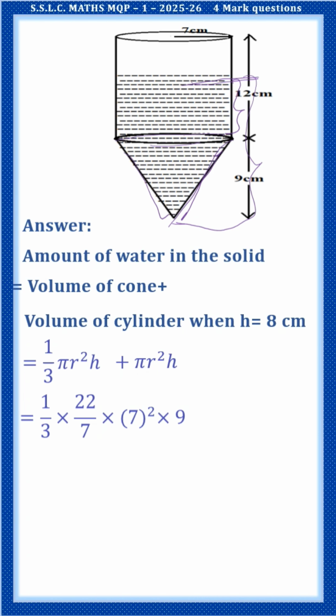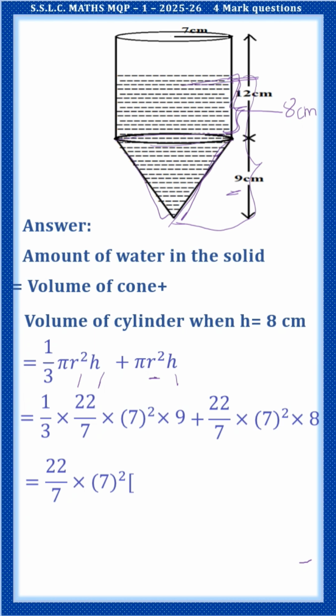Here let us substitute the values. For the cone, r is 7, height is 9 cm. For the cylinder, radius is 7 and height is 8 cm. Here from here to here is 8 cm. Observe the figure. Now let us substitute the values. Height is 9 cm, where we have put the values for the cone, plus 22/7 into 7 square into 8.